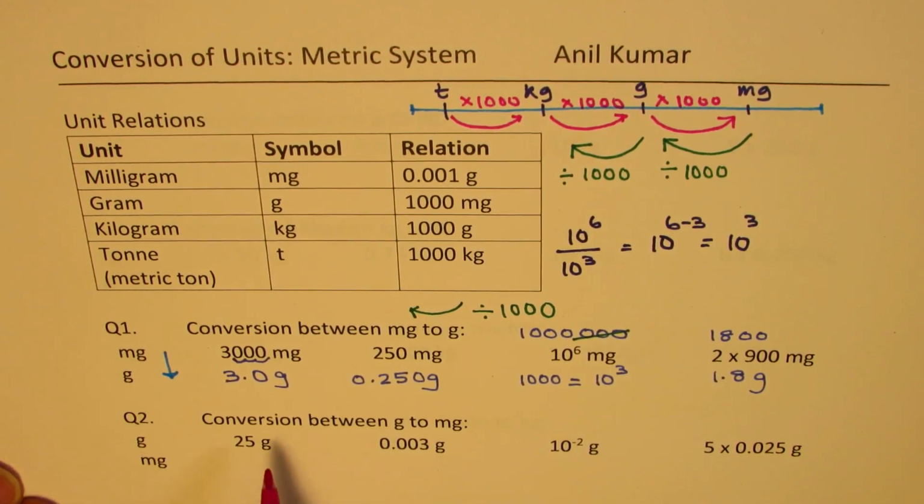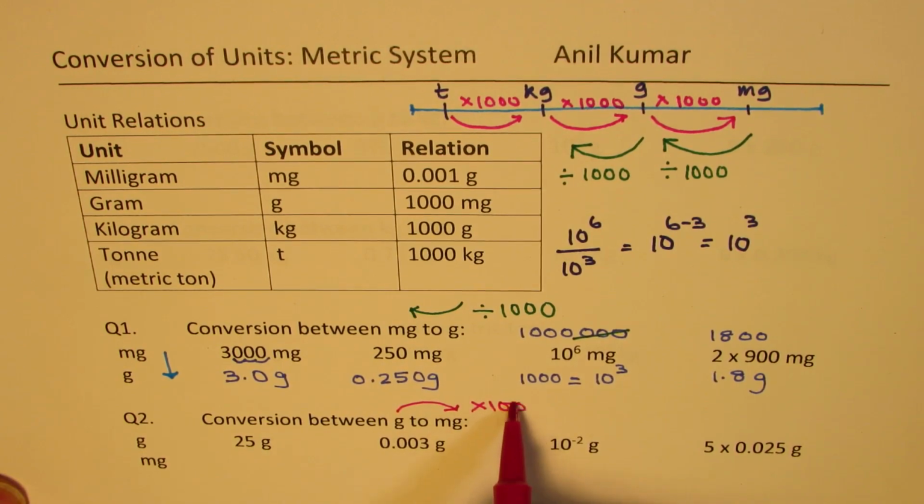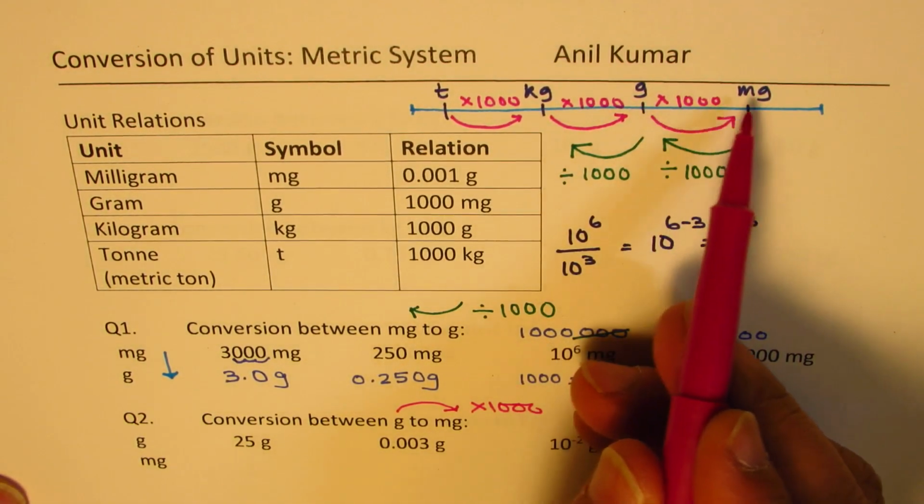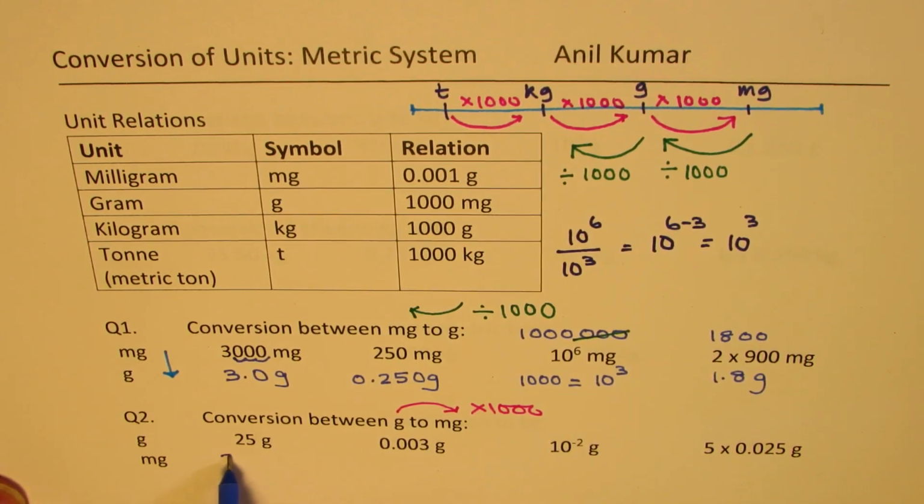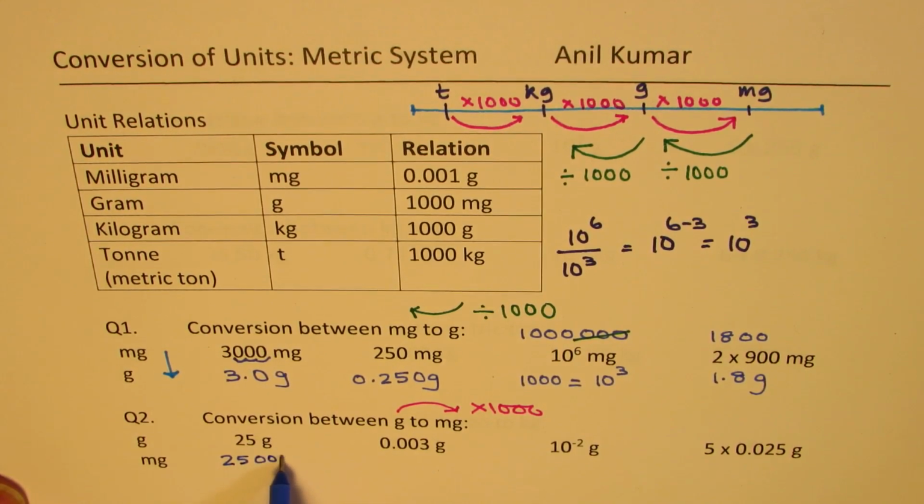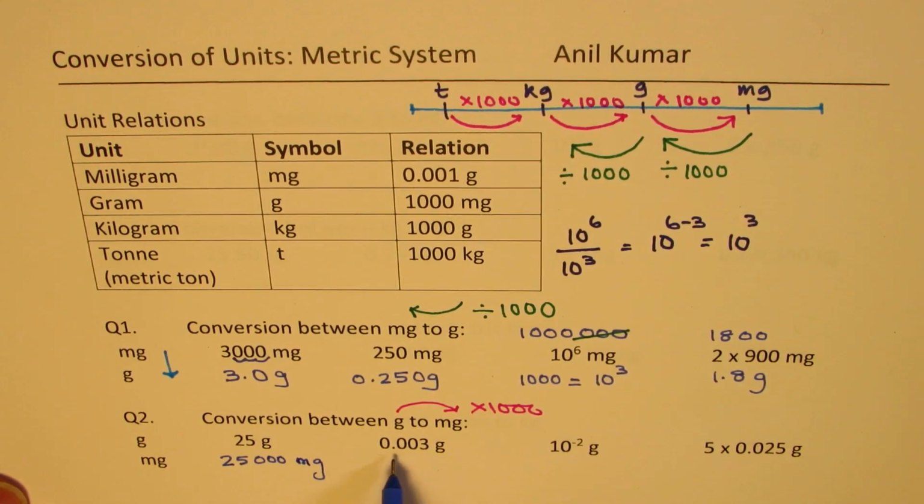Now, let's look into this. Question number 2 is conversion between grams to milligrams. So, we are going from grams to milligrams, so we'll do times 1000, right? It is like going from grams to milligrams. Grams is much heavier than milligrams. So, 1000 means just add 3 zeros, right? So, 25 grams will be 25,000 milligrams. Is that clear? Now here decimal moves 3 units.